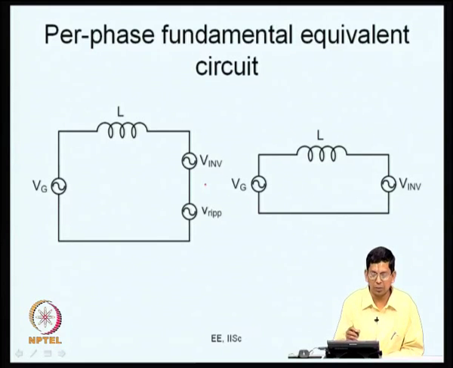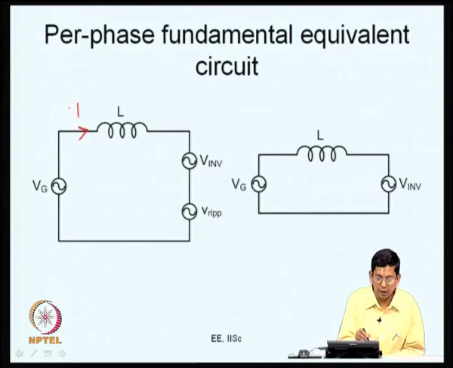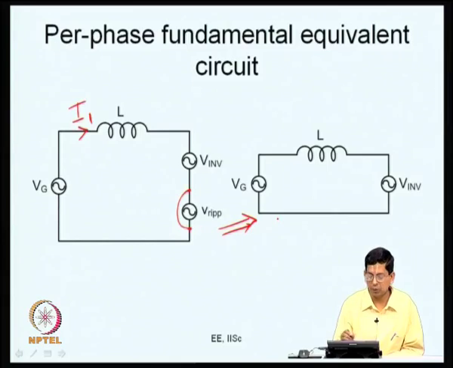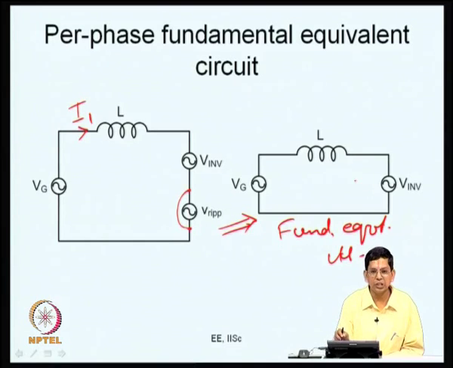If I want to consider the fundamental equivalent circuit, I mean I want to calculate the fundamental current, the fundamental current I1 is not affected by the ripple voltage. So, this is effectively a short here. So, you go to this fundamental equivalent circuit. This is your fundamental equivalent circuit. This is what we have been using all through. The phasor diagrams which we explained some time back are all based on this fundamental equivalent circuit.